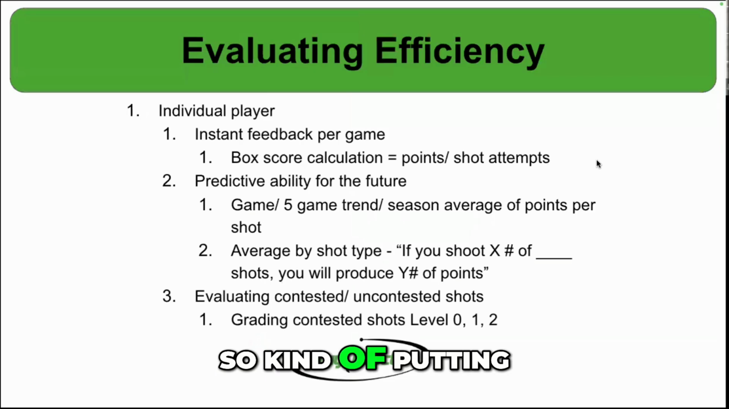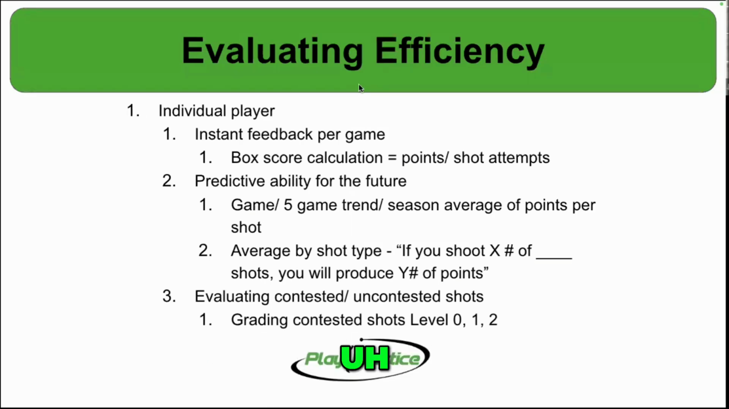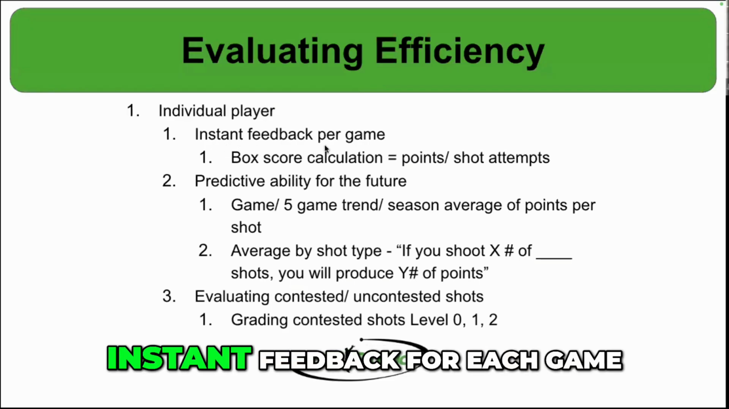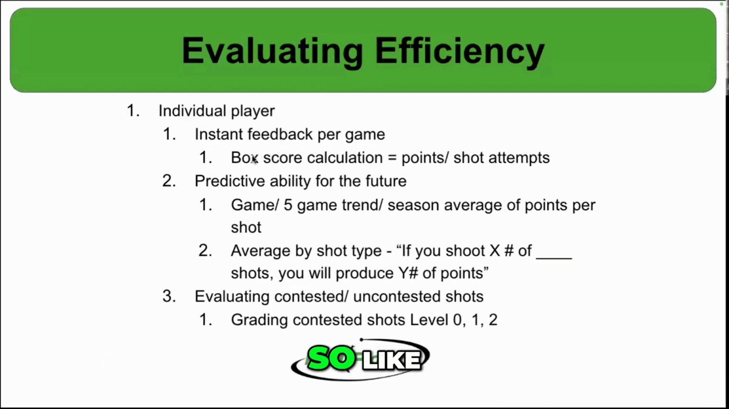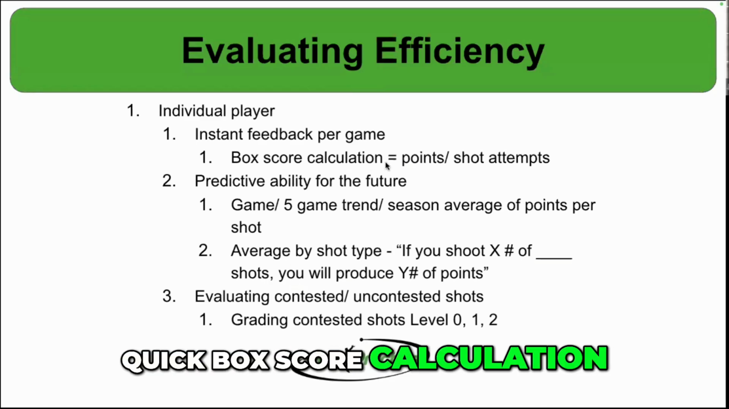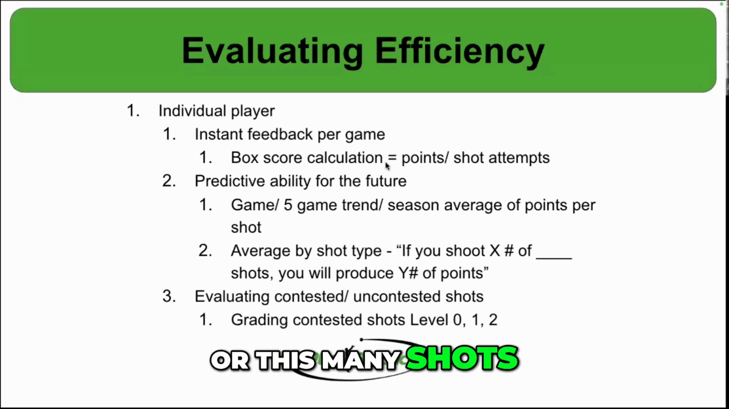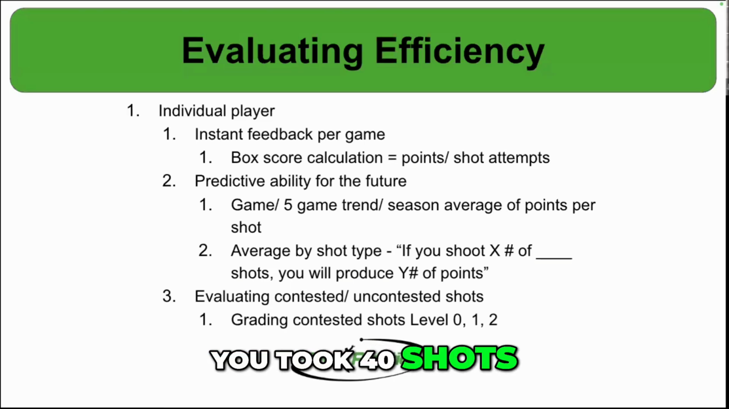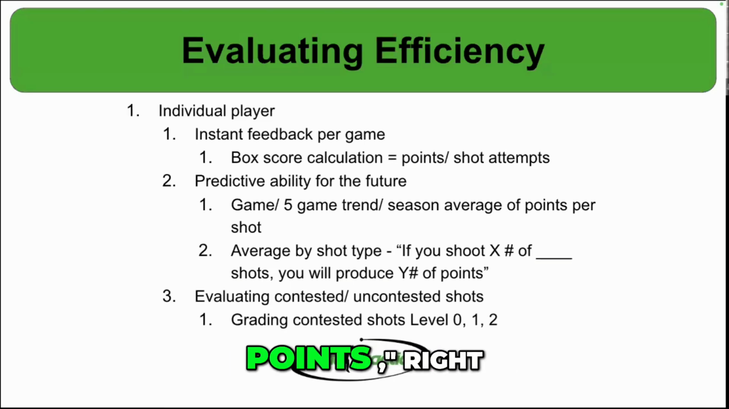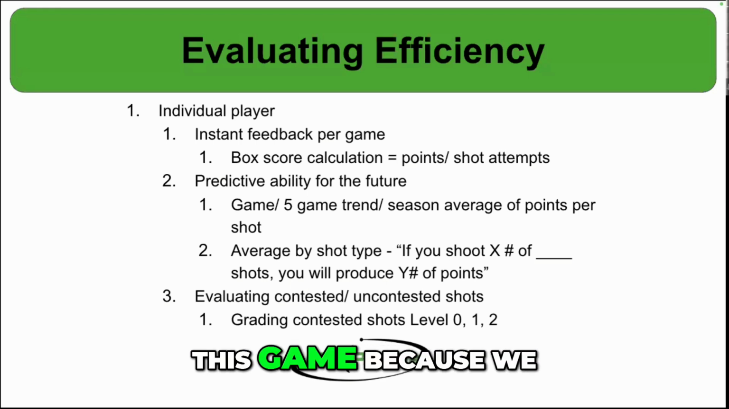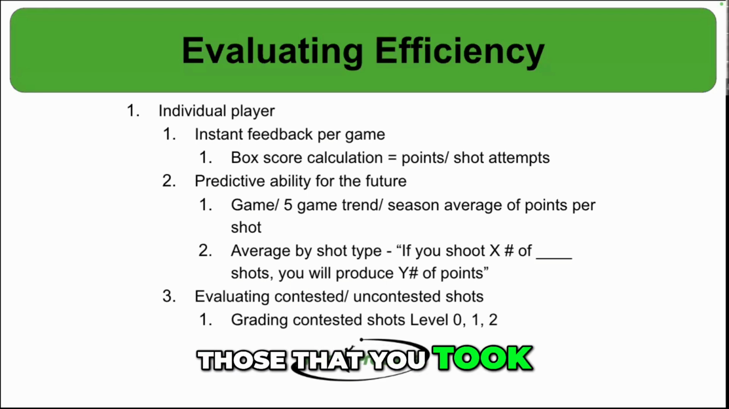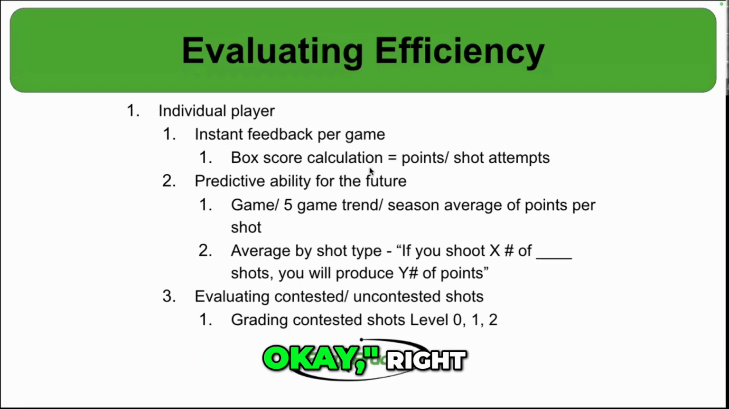All right, so putting a bow around this, here's how I like to use this in evaluating efficiency. For an individual player, we can give them instant feedback for each game, with a quick box score calculation: you took this many shots and scored this many points. It might be your best player. Hey, you took 40 shots and you scored 10 points. You really killed us this game because we only scored 0.25 points per shot on all those that you took, even though the rest of the team was doing okay.